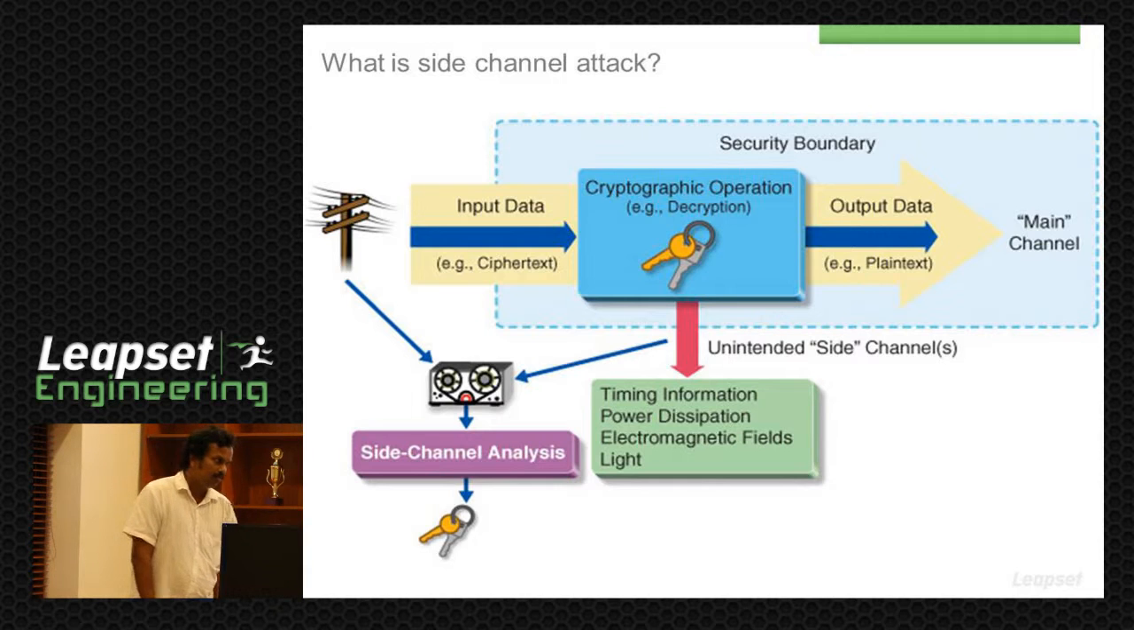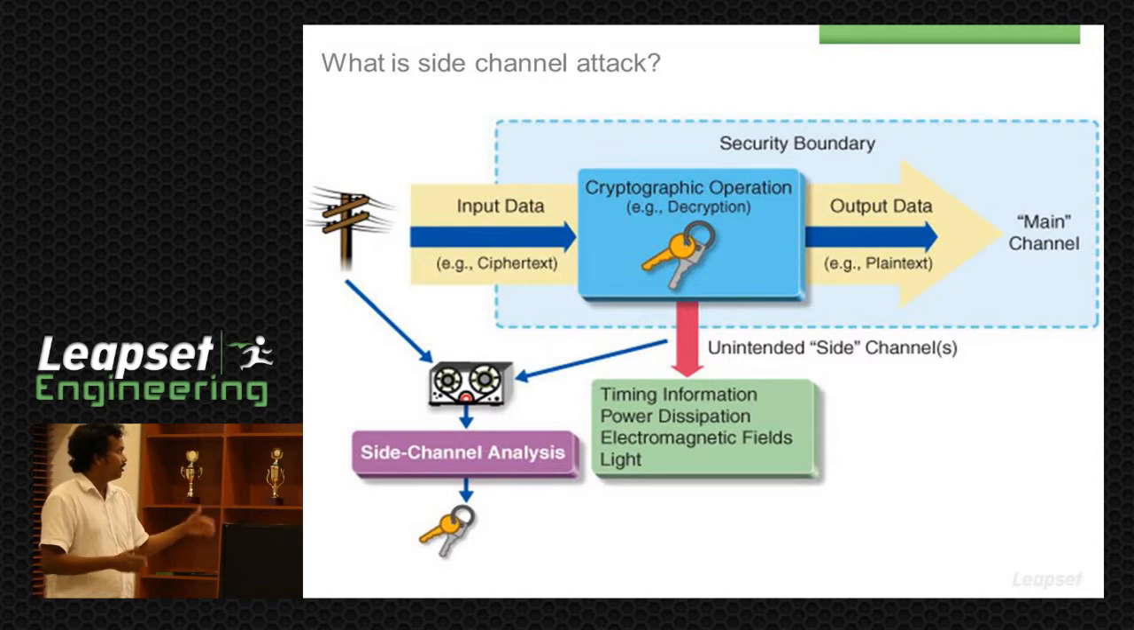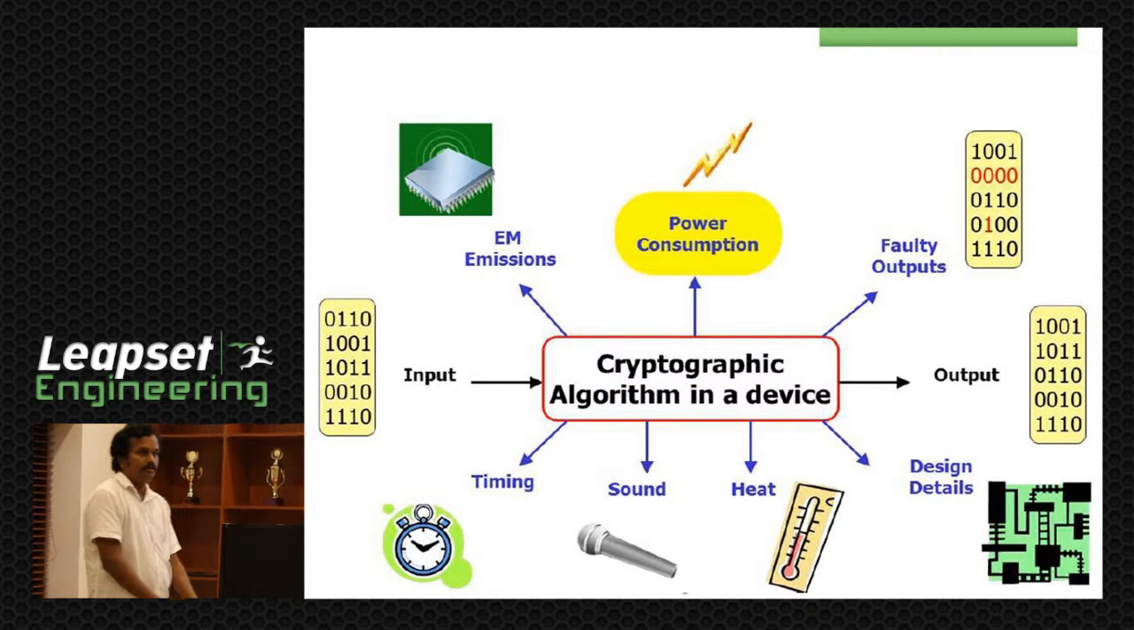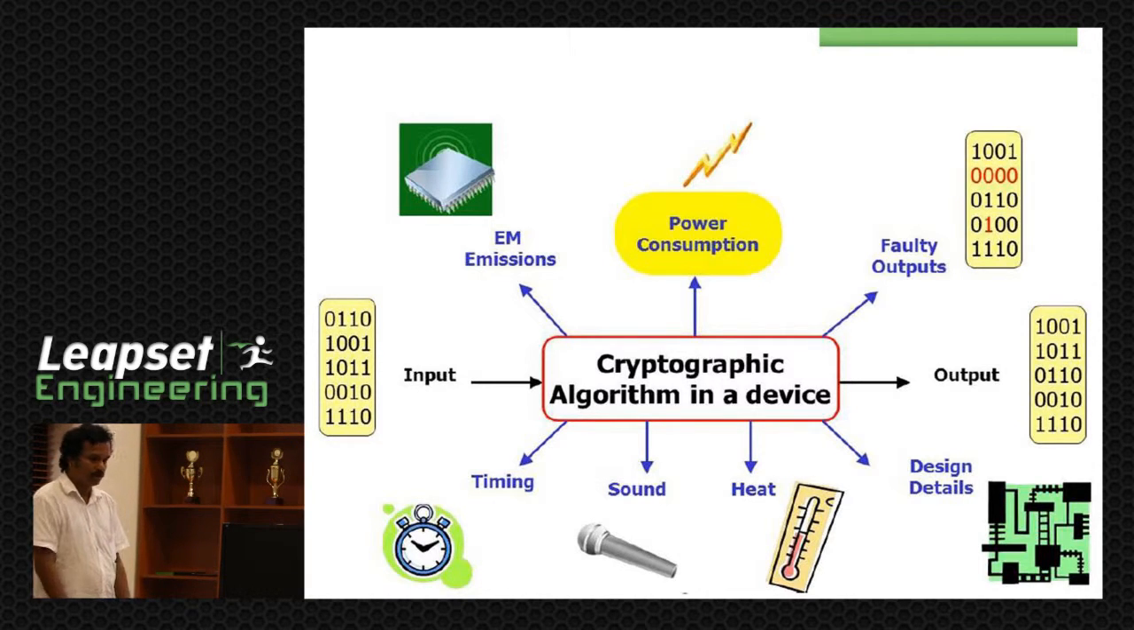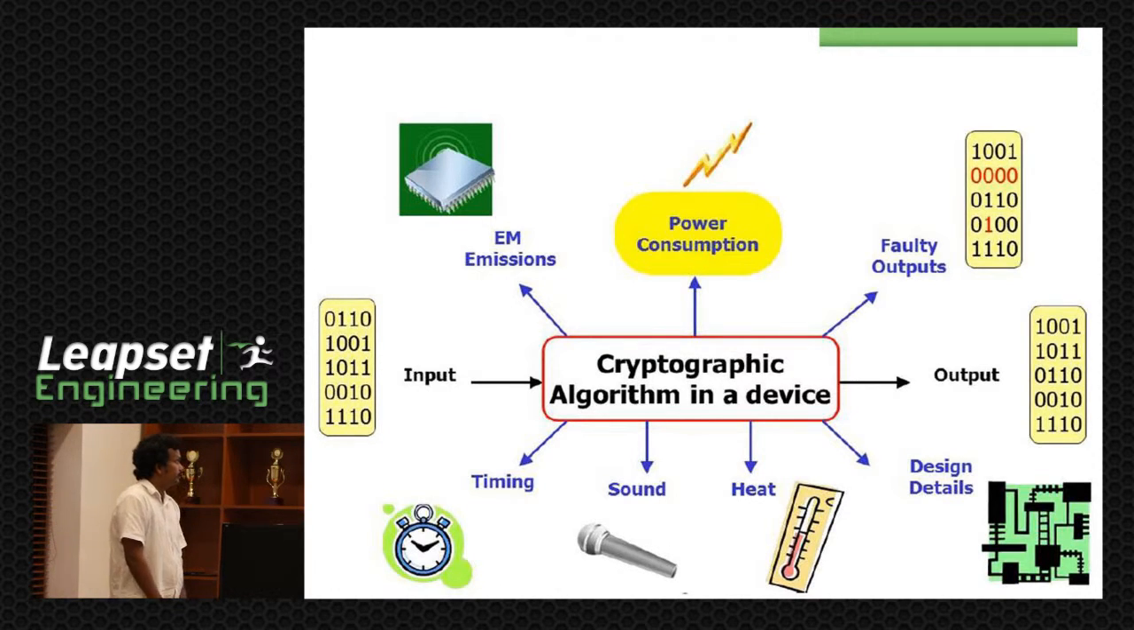So this is some kind of area that people have started research very recently. So what are these other channels that some attacker can steal information from? Right? You have your process, input and output. So your output is your main channel. Input and output goes to your main channels: your network, Bluetooth, Wi-Fi, or whatever facilities provided to your device. Right? And there are some unintended channels as well.